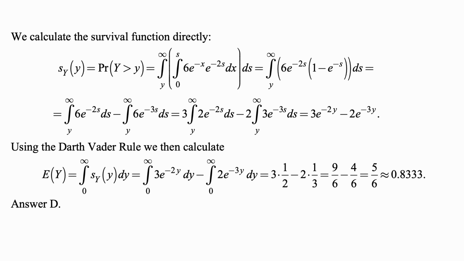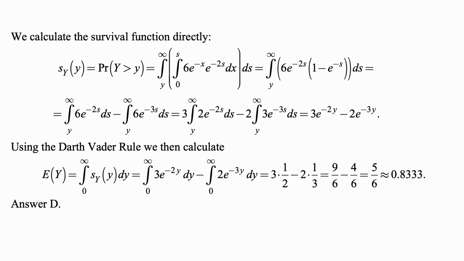So here we calculate that survival function of Y. That's the probability that Y is more than y. And as I noted, we let s run from y to plus infinity and x run from 0 to s. And then the density is 6 e to the minus x times e to the minus 2s. So we take the integral with respect to x of that function.